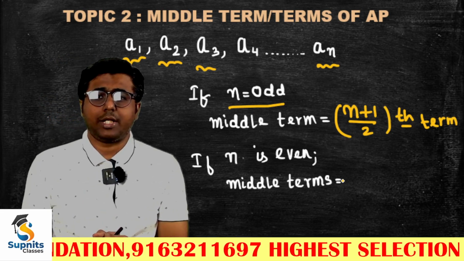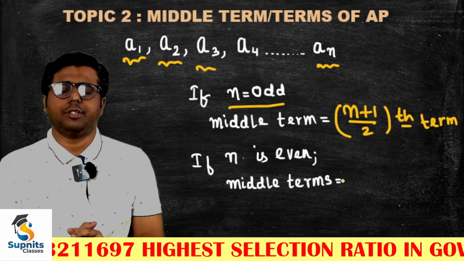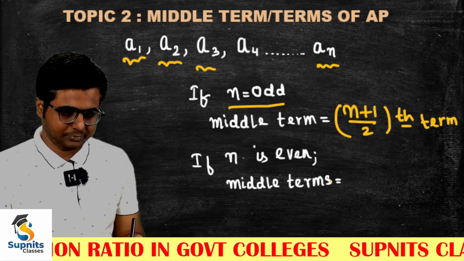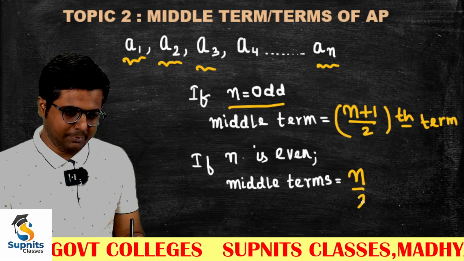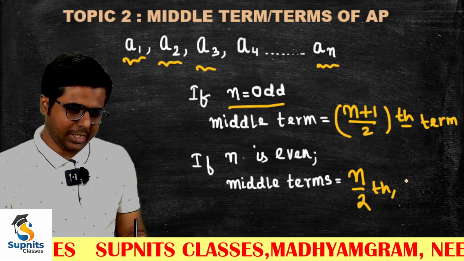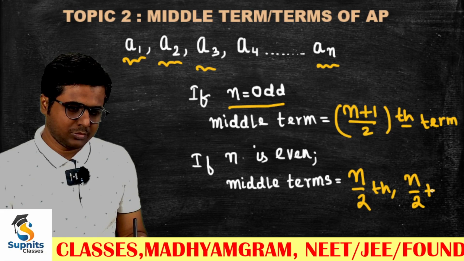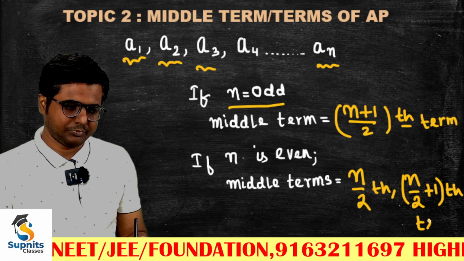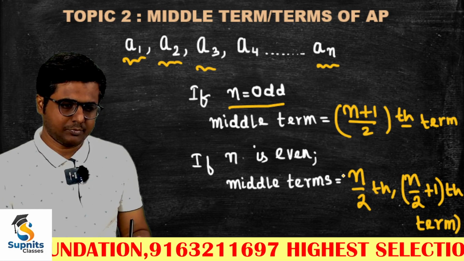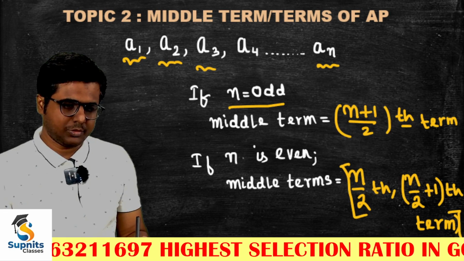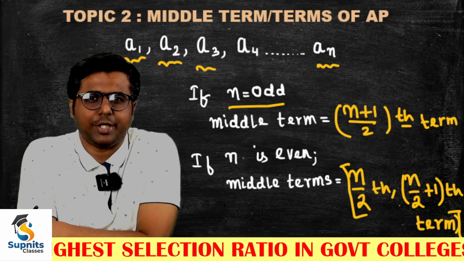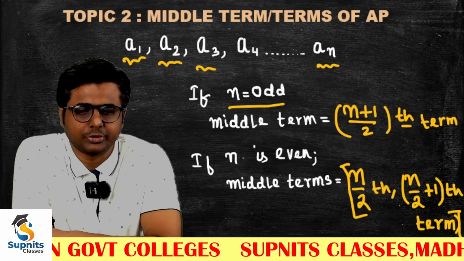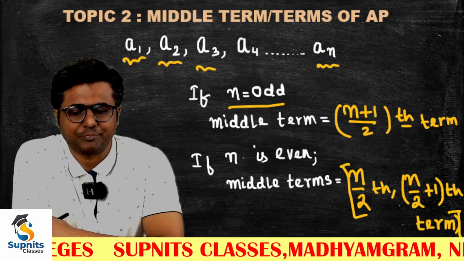Okay. What about when the number of terms is even? If the number of terms is even, you will have two middle terms. One is the n by 2th term, another is the (n by 2 plus 1)th term. So these two terms are what we have to find in case n is even. Just write this down because this will be very useful when we solve the problems.